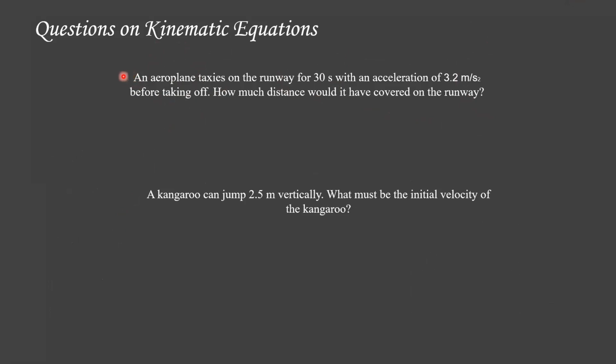An aeroplane taxis on the runway for 30 seconds with an acceleration of 3.2 meters per second square before taking off. How much distance would it have covered on the runway?